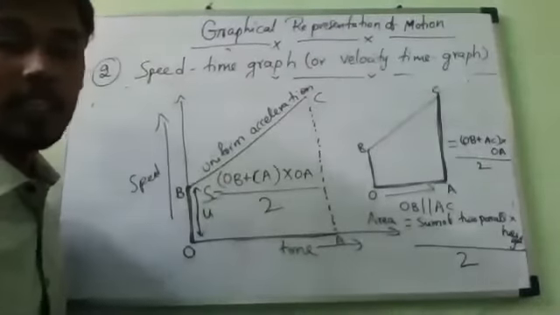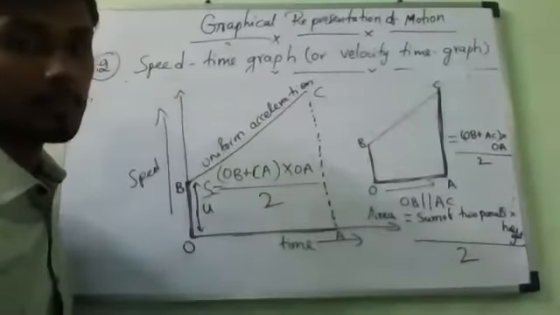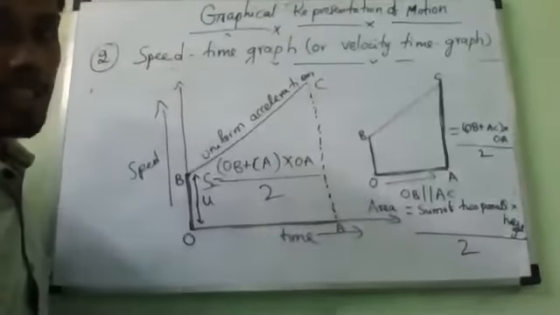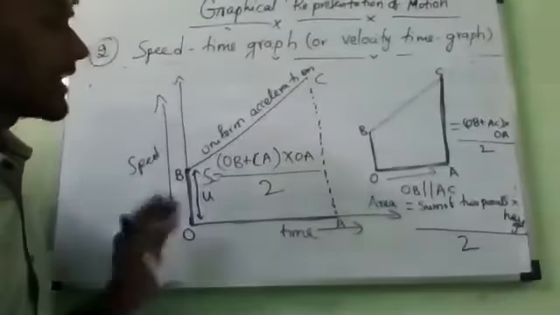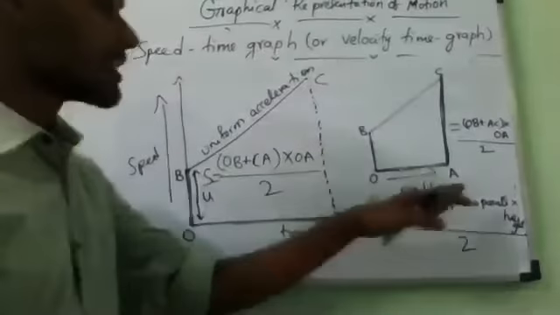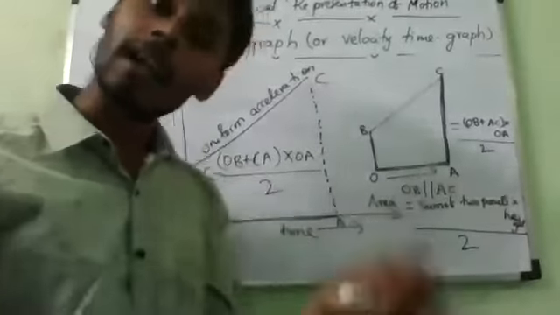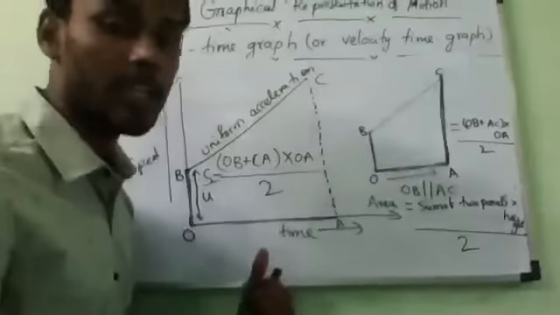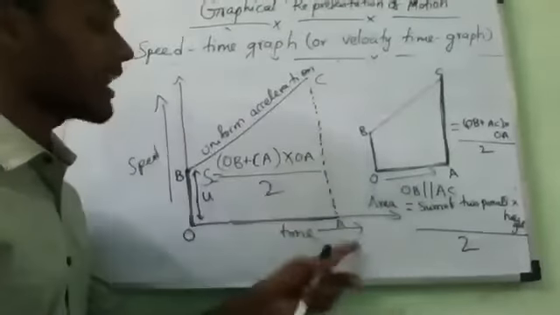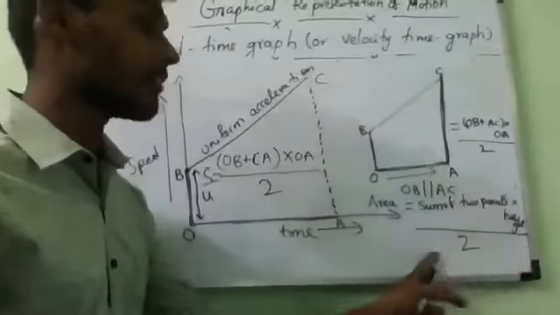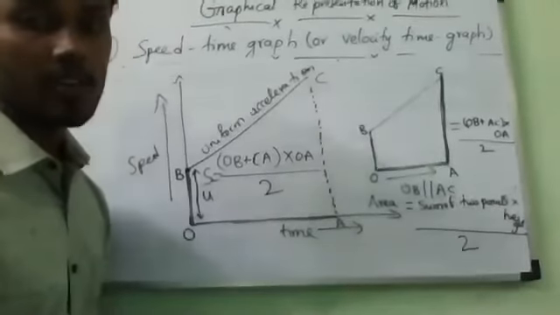Is there any doubt? Anybody? If you have a doubt, remember that graphs like these will always give you the area. The area of a trapezium formula you should remember: sum of two parallel sides into height divided by 2. It will come again and again, every time. That is why I am saying it is very, very important. Clear?